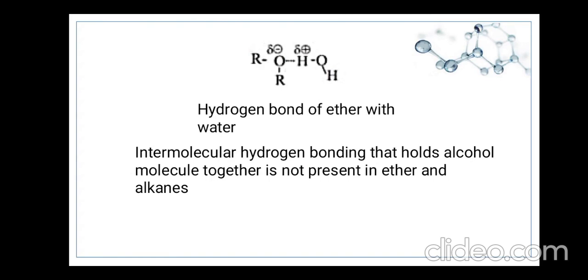Diethyl ether and N-butyl alcohol have the same miscibility with water, that is 7.5. So if we see the miscibility with water, then we can say that diethyl ether and N-butyl alcohol have the same miscibility, and that is about 7.5.